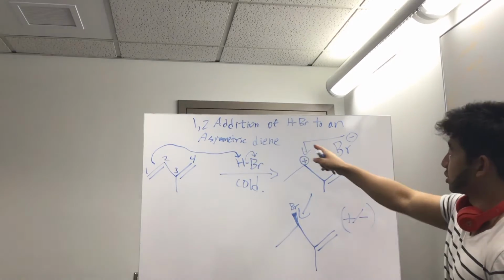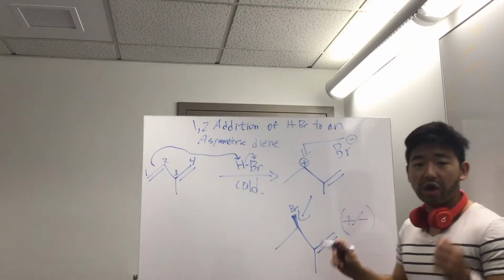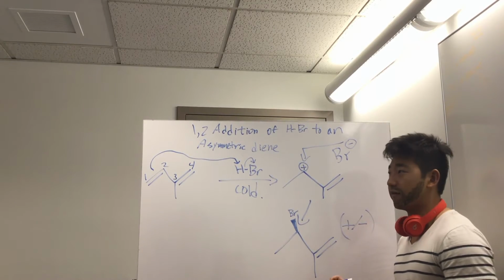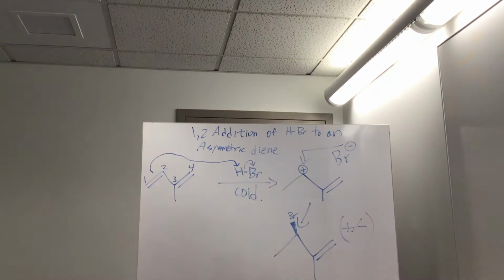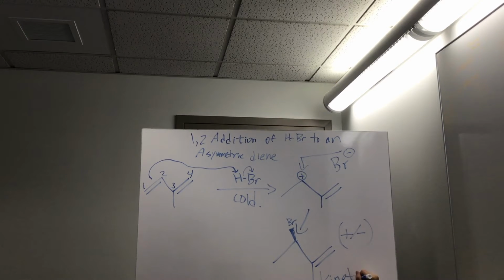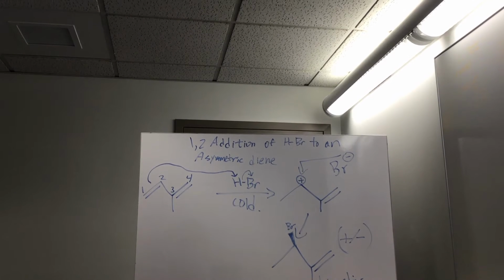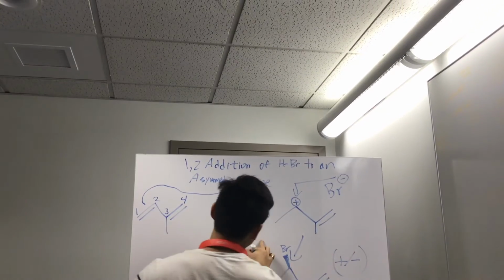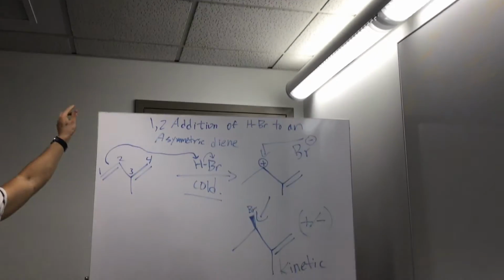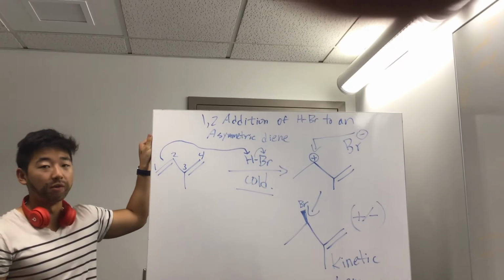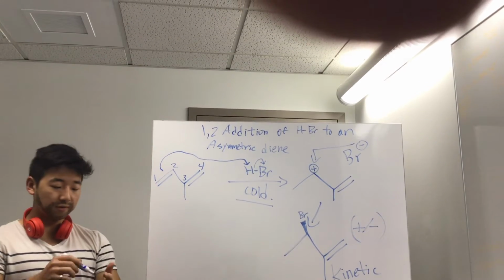Now, this 1-2 addition of HBr to an asymmetric diene always happens in what we call a kinetic reaction, the reaction that forms the fastest. In this case, it will be kinetic, and kinetic means low temperature. So make sure to indicate here, cold. Now, this 1-2 addition always forms in a kinetic reaction, but it can also form in a thermodynamic reaction.